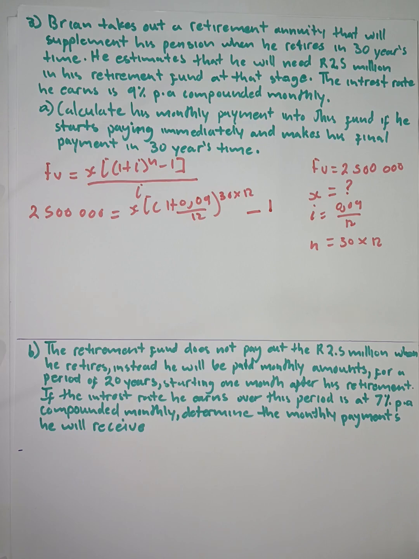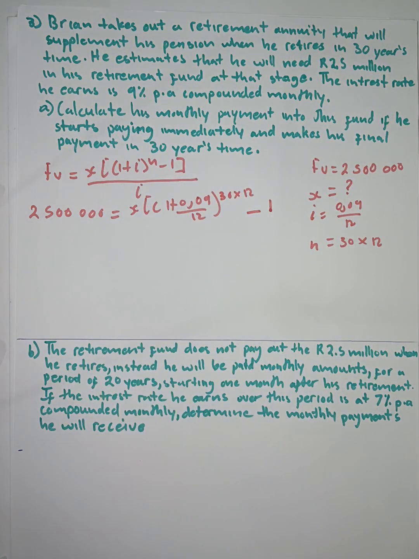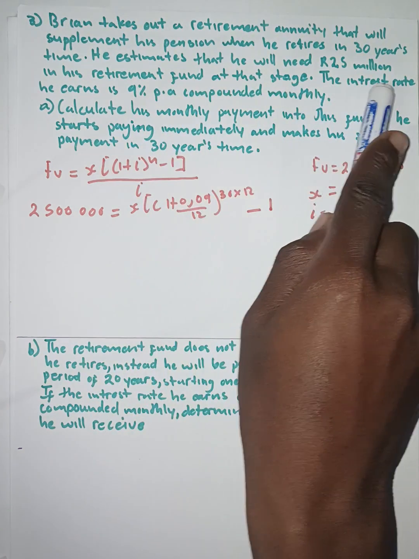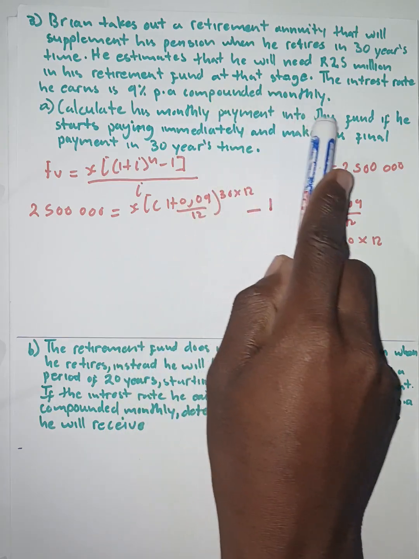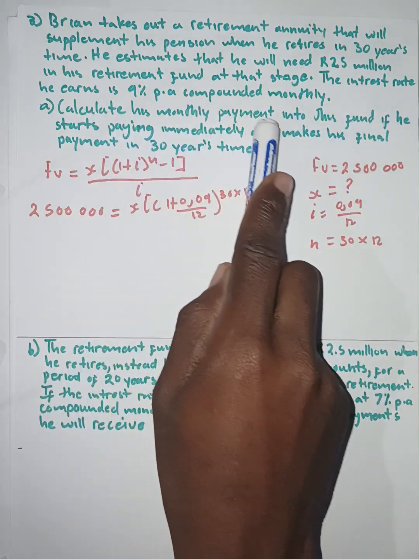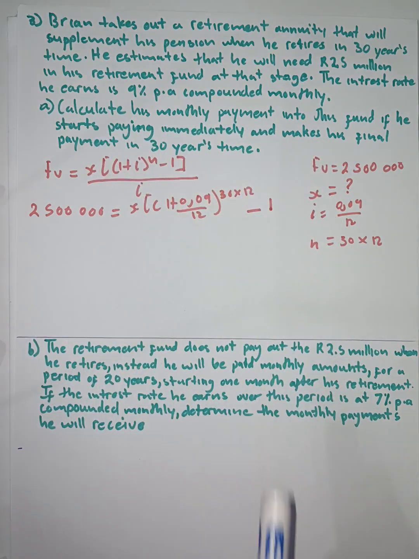So they say Brian takes out a retirement annuity that will supplement his pension when he retires in 30 years' time. He estimates that he will need 2.5 million in his retirement fund at that stage. The interest rate is compounded monthly. So of course they say calculate the monthly payment into this fund if he starts paying immediately.